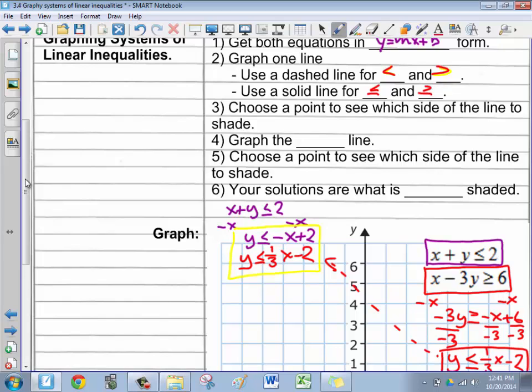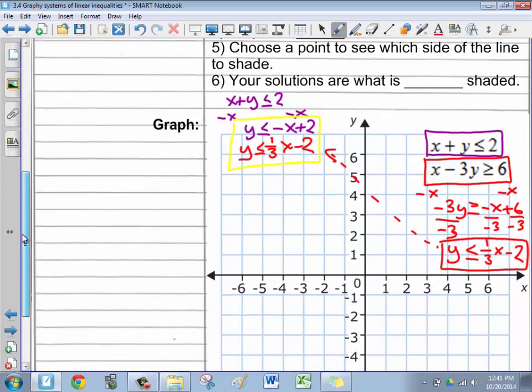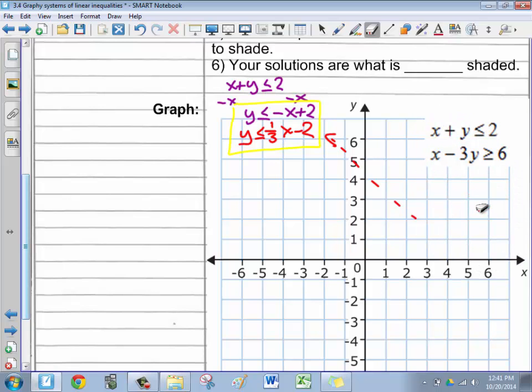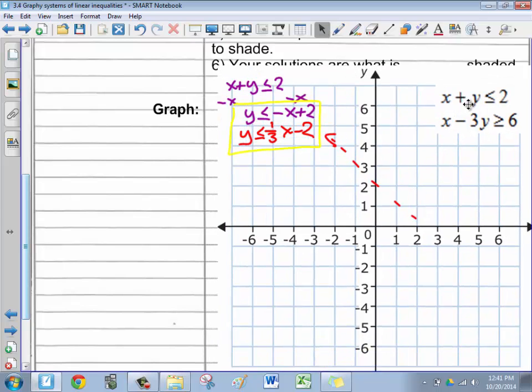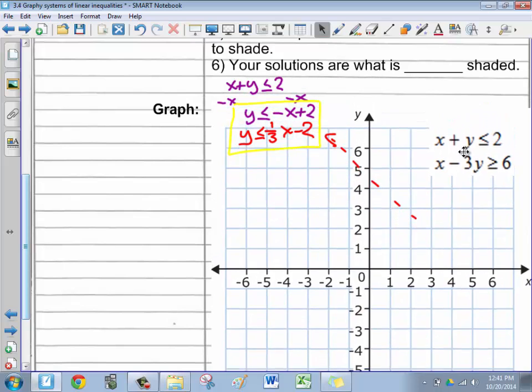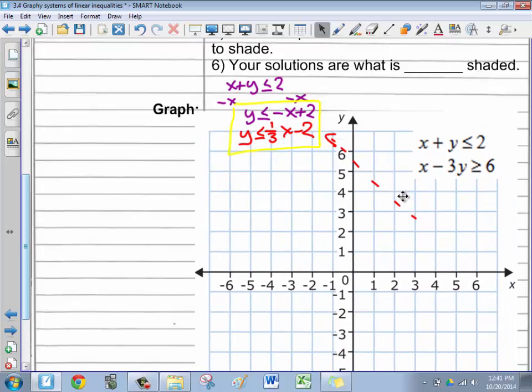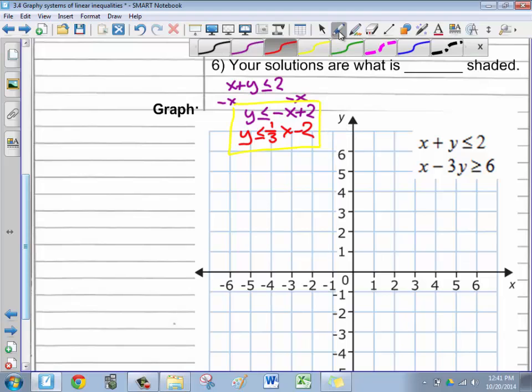So let's graph one line. I'm going to clear this out just to make my life a little bit easier. No, I don't want to do that. That was a mistake, everyone. Here we go. So let's graph the purple line first.